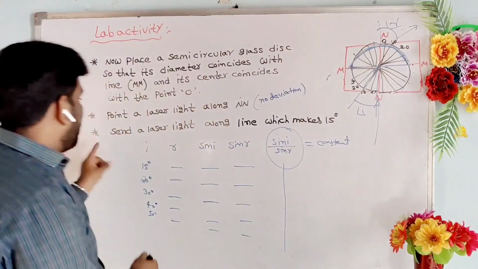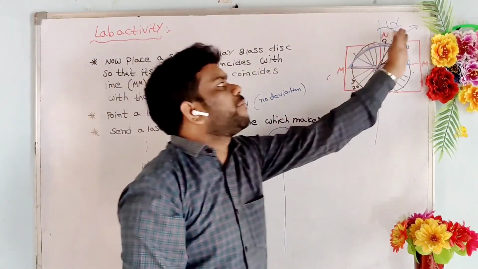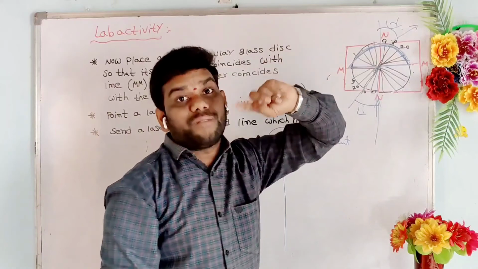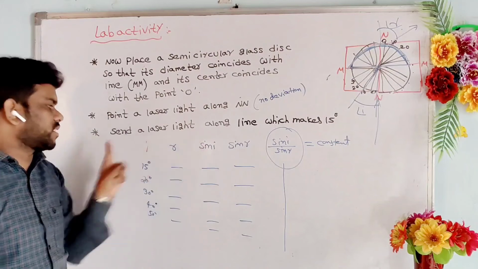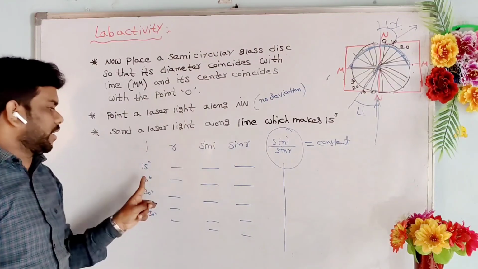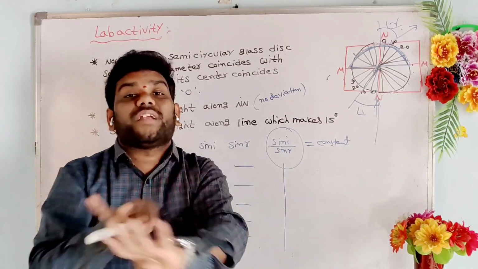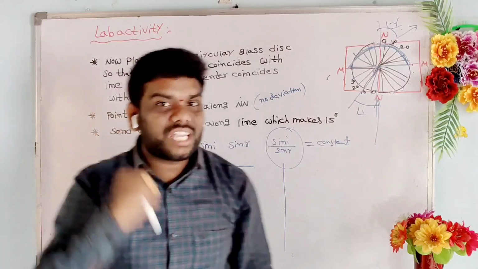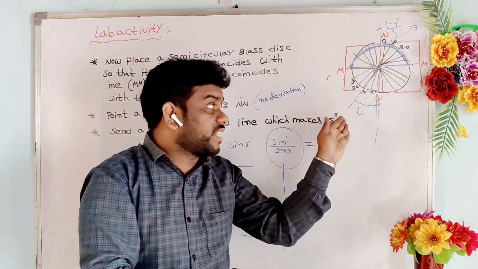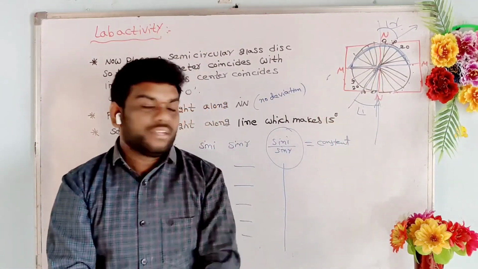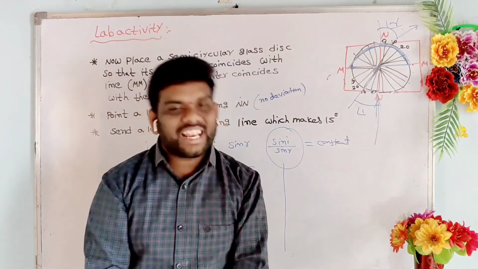Send a laser light along a line which makes 15 degrees. At 15 degrees, it comes out to you. What do we call the light that comes out like that? Refraction. Note this point. Similarly sin I we calculate, sin R you calculate, then finally sin I by sin R. In each and every case the sin I by sin R value is approximately the same. That's why sin I by sin R is equal to constant. The relation is that the angle of incidence is greater than the angle of refraction. It is the lab activity.